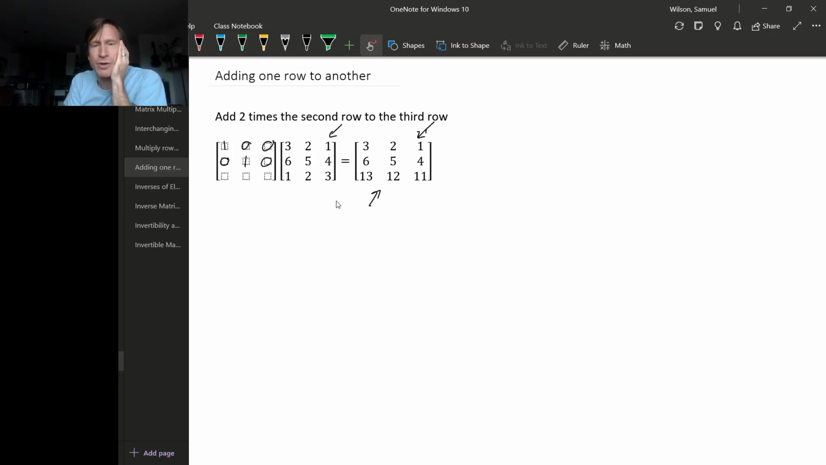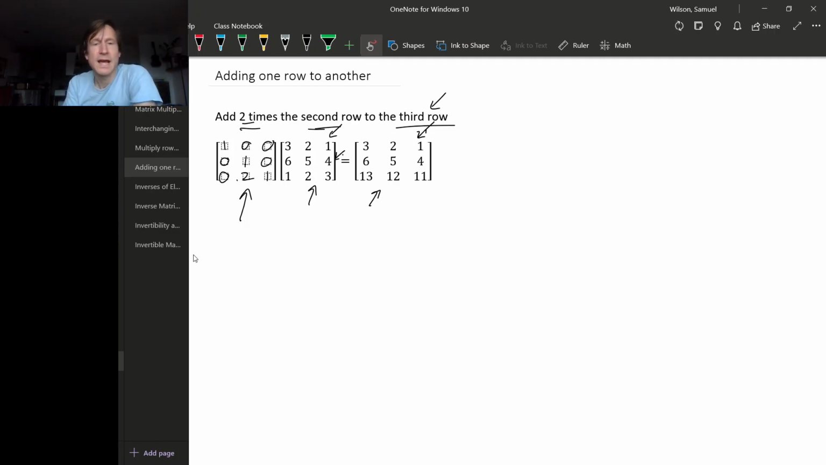But for the third row, down here, we don't want any copies of the first row, because we're adding 2 times the second row to the third. So we want 2 copies of the second row, so we need a 2 here, so that when we do this multiplication, this 2 that I just wrote down is going to sweep across the second row of the matrix on the right. And we want to add that to the third row, so we also need 1 copy of the third row, so we need a 1 right there.